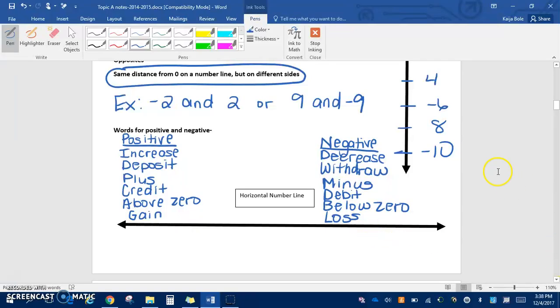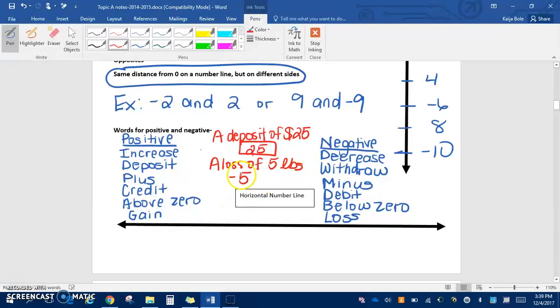If I gave an example, like a deposit of $25, the integer that would represent that would just be 25. Remember, deposit is a positive number. If it said a loss of 5 pounds, the integer that would represent that would be negative 5. Make sure you have those examples written down.